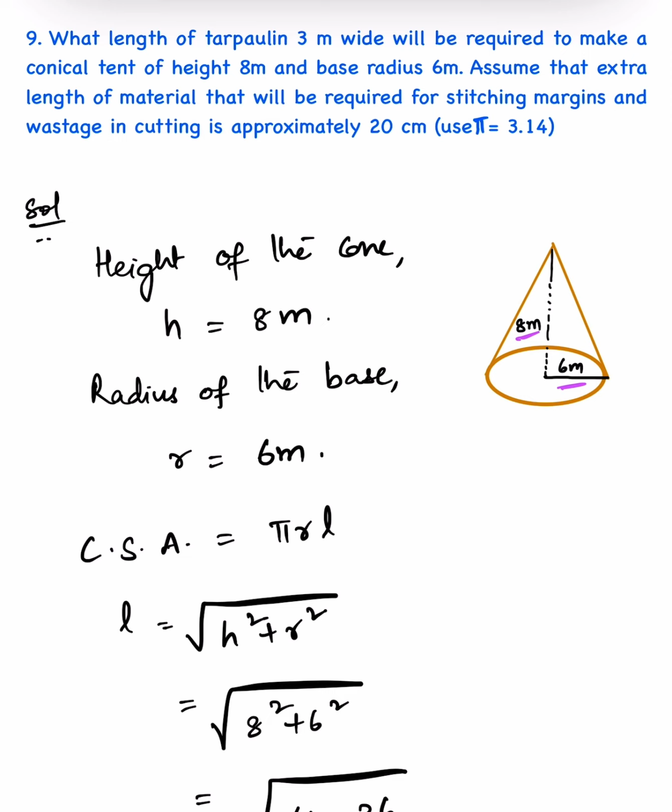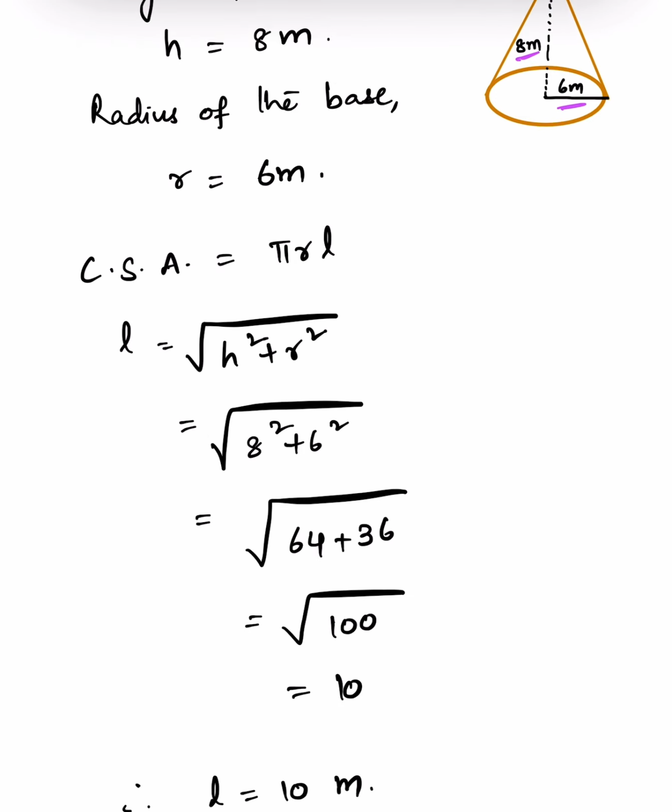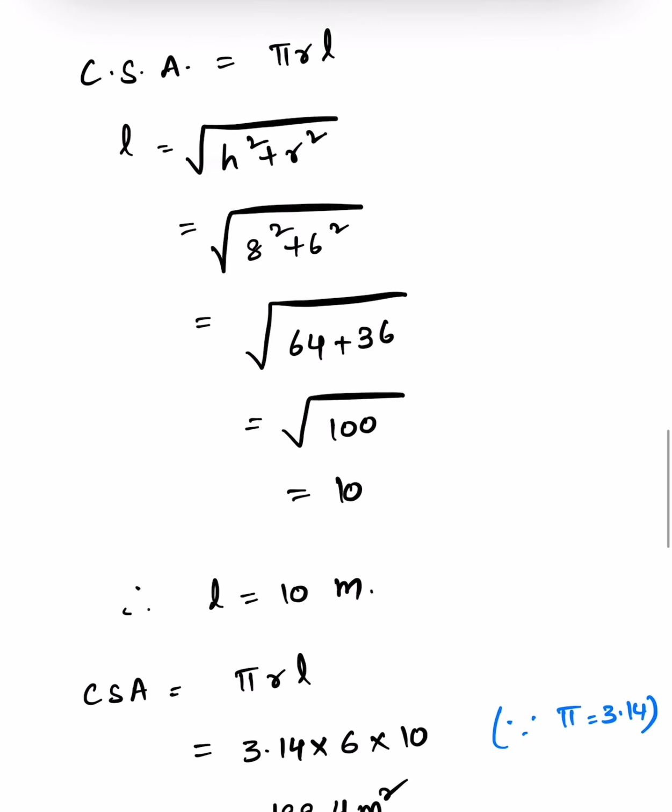Okay. So first, what are the things that we know here? Height of the cone H is 8 meters. Radius of the base R is 6 meters. So curved surface area formula of the cone is pi RL. So L equal to square root of h square plus r square, which is square root of 8 square plus 6 square, which is equal to square root of 64 plus 36 equal to square root of 100, which is 10. So this is L.